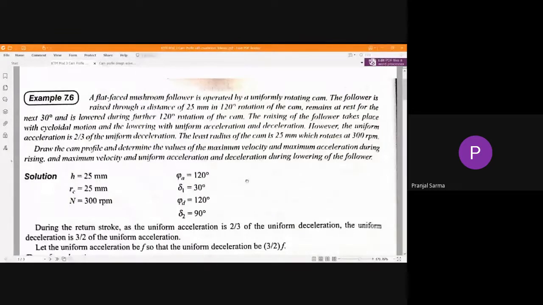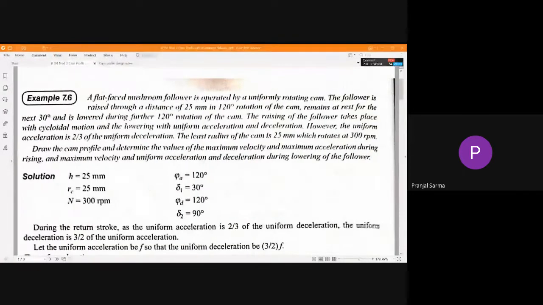Okay, so what we have discussed yesterday, basically one particular type we have seen. In yesterday's case, we considered a flat face mushroom follower. And just like previous cases, the different angles, ascent angle, dwell angle, descent stroke angle, next dwell, etc. were given. Minimum radius of cam was given. The RPM is also given, etc. And it was said that the rise was with cycloidal motion.